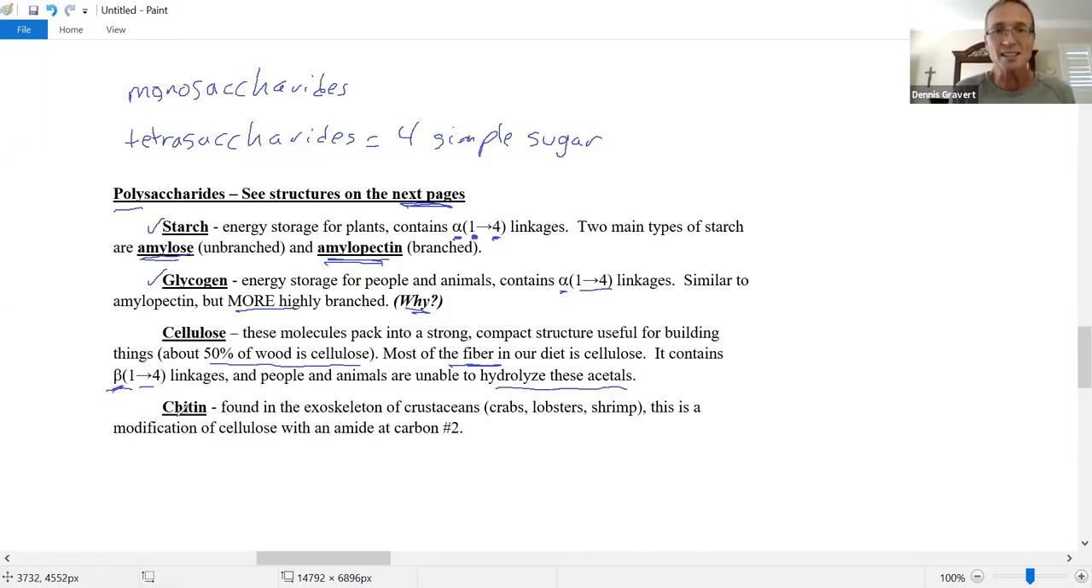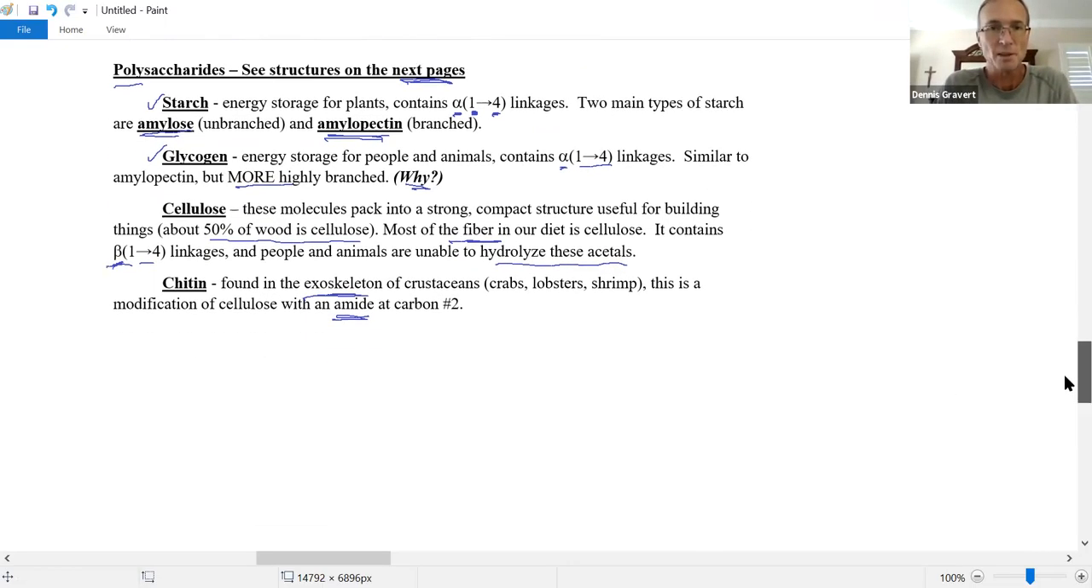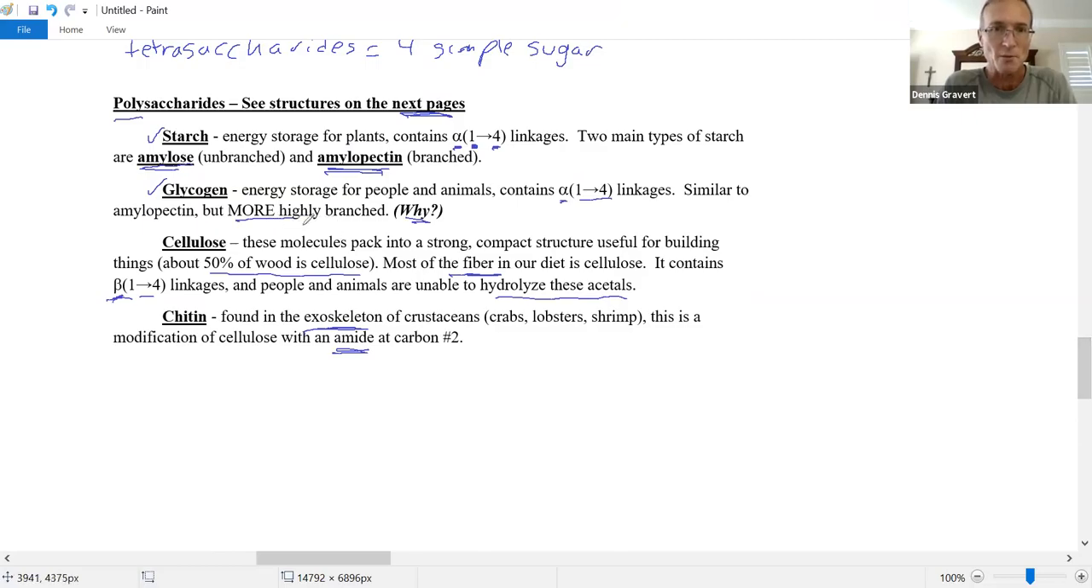And then there's chitin. It looks very, very similar to cellulose, but one of the alcohol groups has been swapped out with an amide. And it makes for a very strong structure used in the exoskeleton of crustaceans. Kind of cool. All right, so let's take a look at some of these structures and make sure we understand why people and animals prefer glycogen to have more highly branched structures.